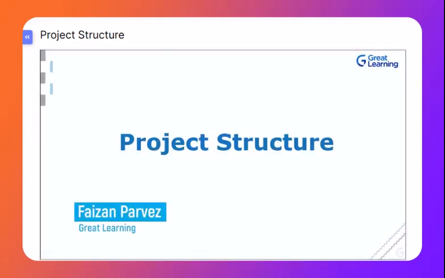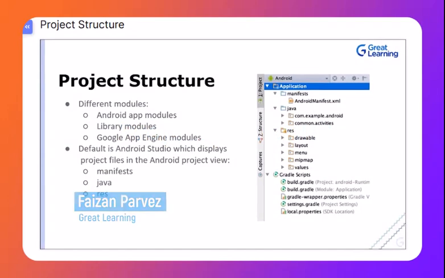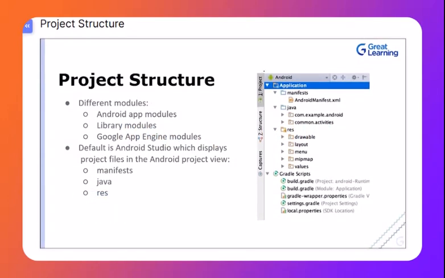Now let's talk about the project structure. As we have seen already, we have different modules, in which we have Android application modules over here. This is selected right now. Similarly, we have library modules and Google App Engine modules. For this particular course, we'll be focusing on Android application modules. In this module, we will be dealing with the manifest folder, which has the Android manifest XML file. Then we have our backend file in the Java folder.